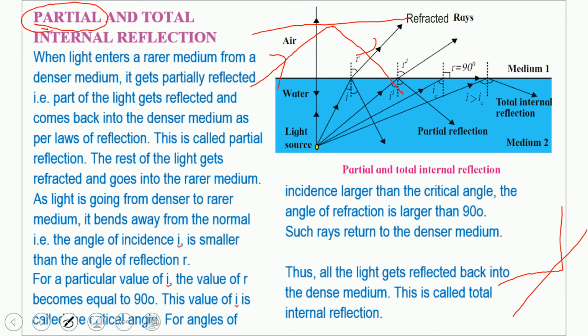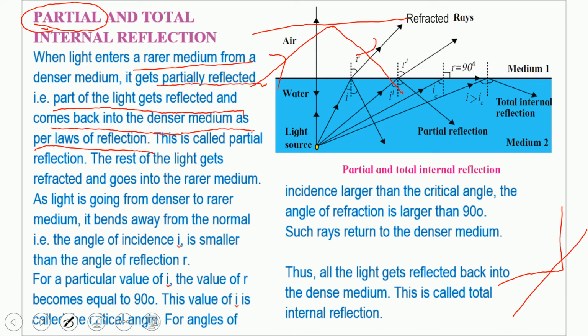That is, when light enters a rarer medium from a denser medium, it gets partially reflected. That is, part of the light is reflected and comes back into the denser medium, as per the law of reflection. Understand? It is very important in order to explain many phenomena of light. That's why I introduced this part here. In order to understand the rainbow, we have to understand it very well.